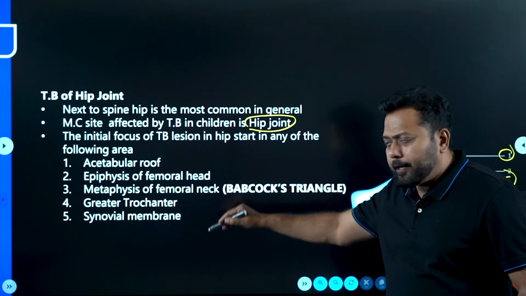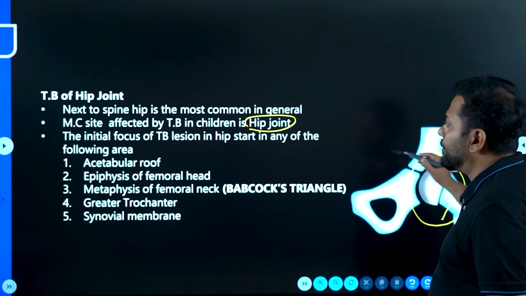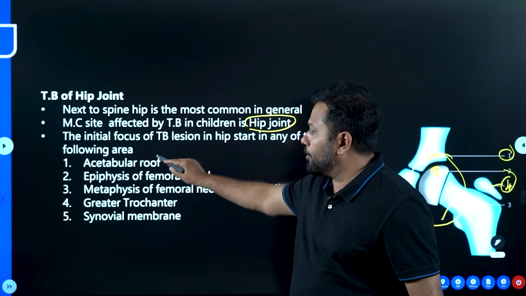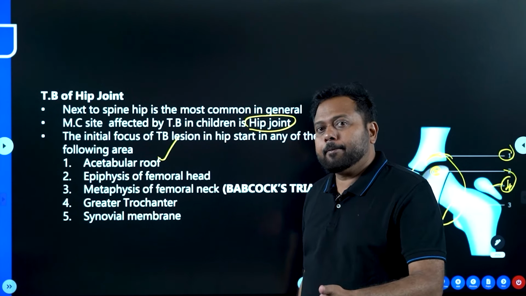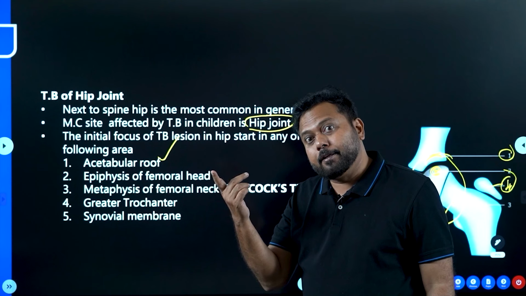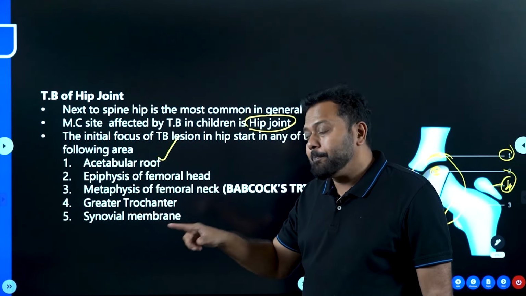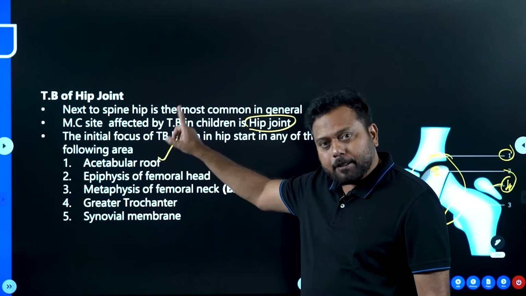Mostly, this is the order. That's why, if they ask for the first site of affection, the answer is acetabular roof. The book says that at the end it will affect the synovium. In the knee joint, it reverses. The very common site, or the first site to get affected, is the synovium. In the hip, the first site of affection is the acetabular roof.